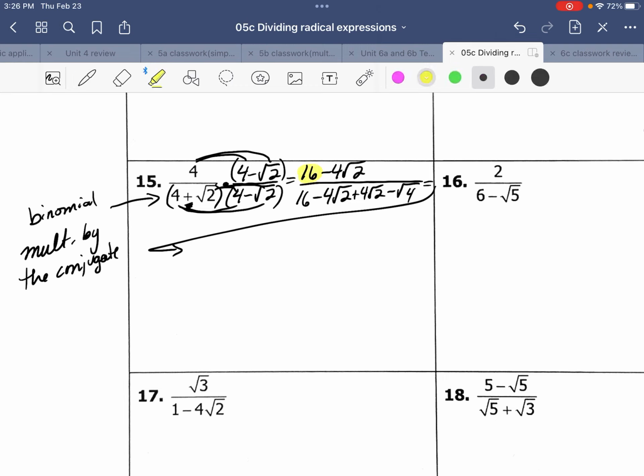Look, after you multiply, you look to simplify. So I'm looking at each individual term. No, I can't simplify 16. No, I can't simplify 4 square root of 2. So I'm just going to write that down. 16 minus 4 square root of 2.